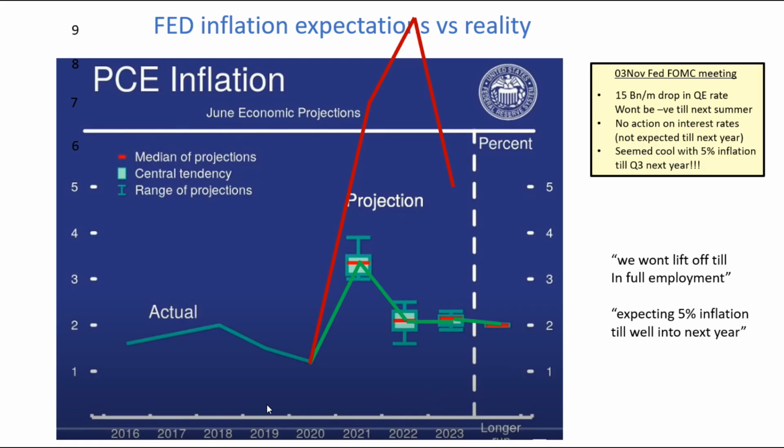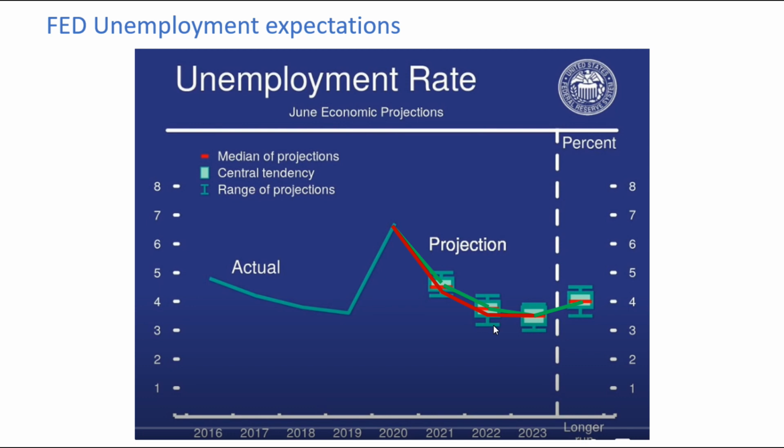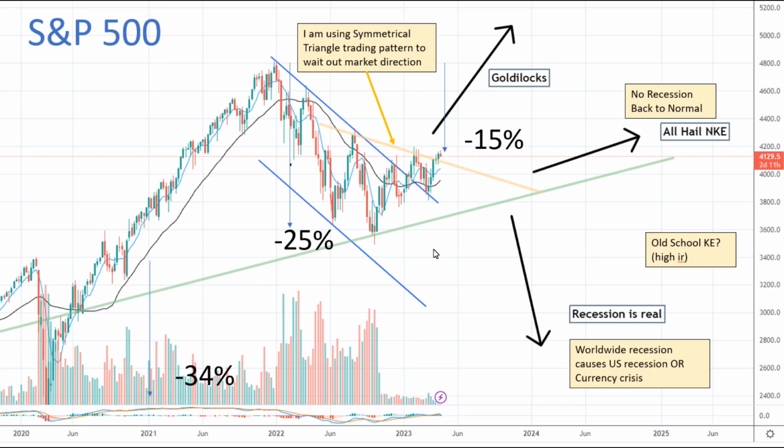And so finally, these were the famous Fed box plots of 2020. This is what they projected inflation would do, and this is what's actually happened. And the same for GDP and for unemployment. They were actually fairly good with their prediction for unemployment. So, having gone over in more detail, I'm fairly convinced that for the S&P 500, the most likely outcome is this: all hail new Keynesian economics.